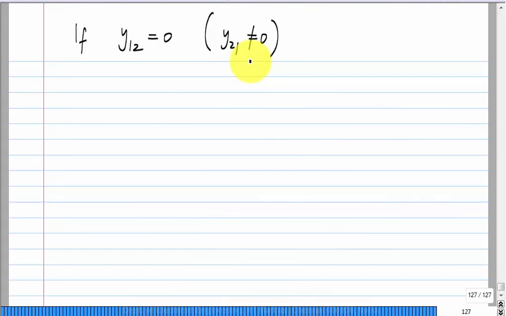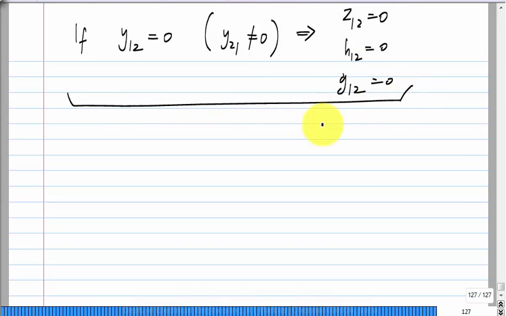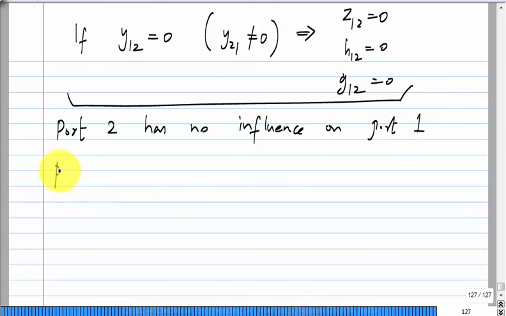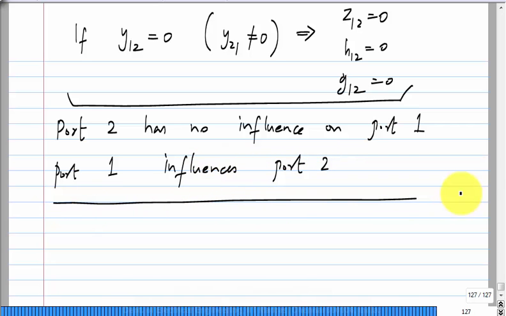So, if Y12 is 0, then first of all, this means that Z12 is 0, H12 is 0, and G12 is 0. Basically, what it means is that port 2 does not influence port 1, whereas port 1 influences port 2.